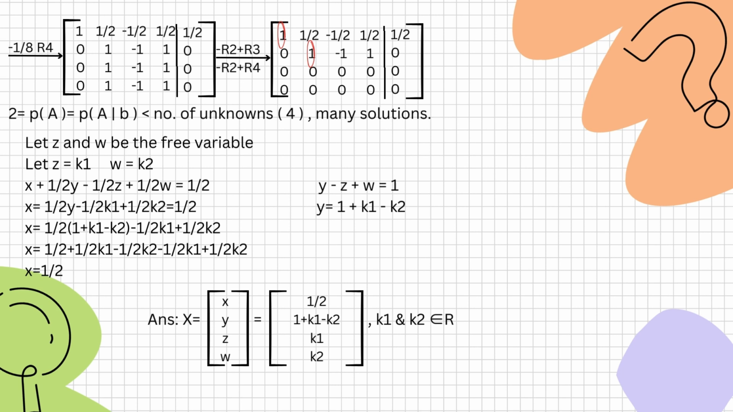Let z and w be the free variables since columns z and w don't have any leading one. So let z equal k1 and w equal k2. Since we have two row equations, the first one is x plus 1/2 y minus 1/2 z plus 1/2 w equals 1/2, and the second equation is y minus z plus w equals 1. After that, we just substitute the values of z and w into equations 1 and 2. So we get the final answer: x is equal to 1/2 and y is equal to 1 plus k1 minus k2. Since z is equal to k1 and w is equal to k2, the values of k1 and k2 can be all real numbers.